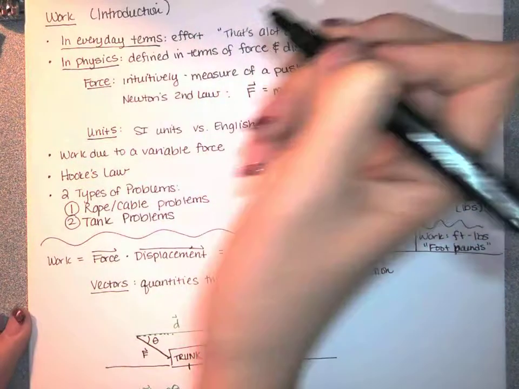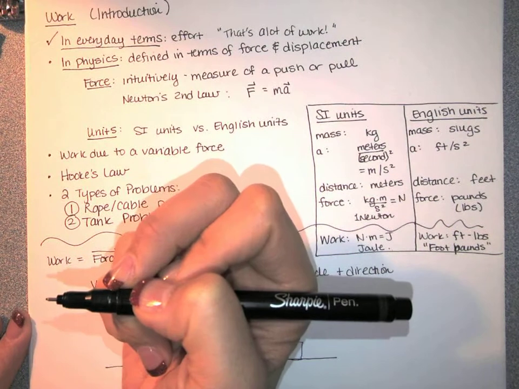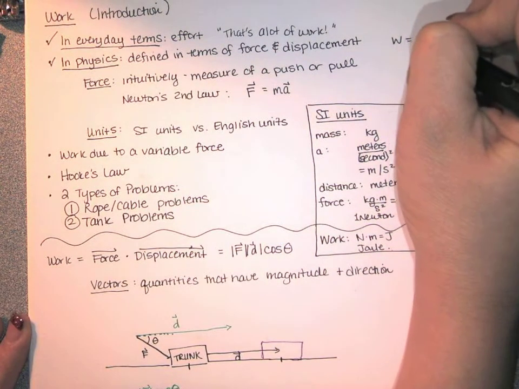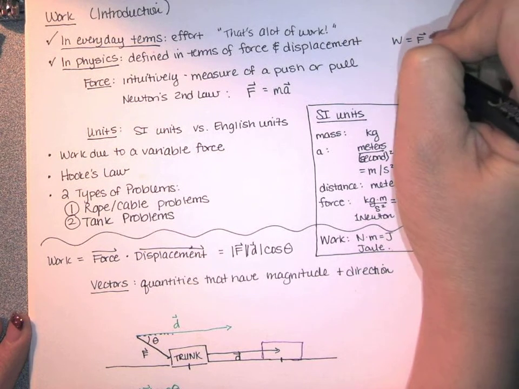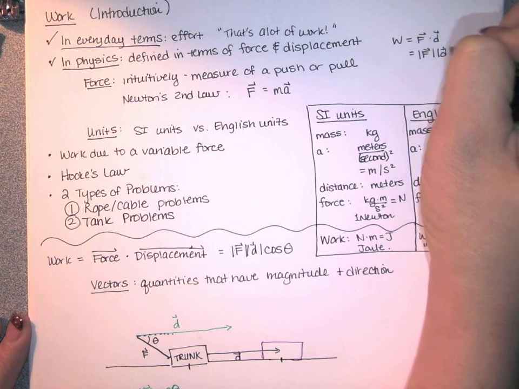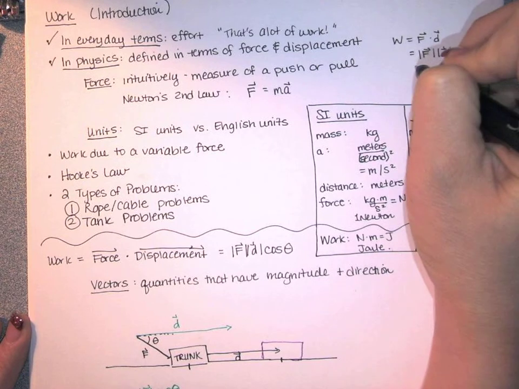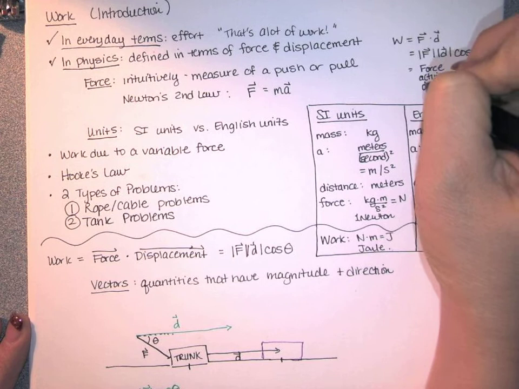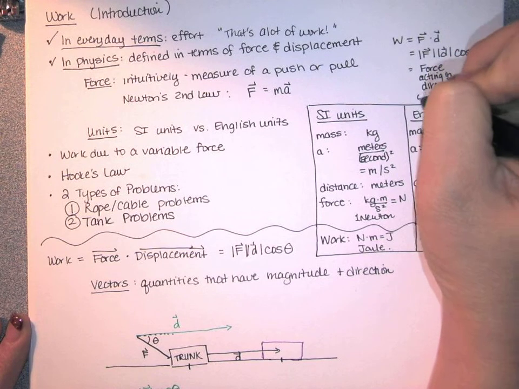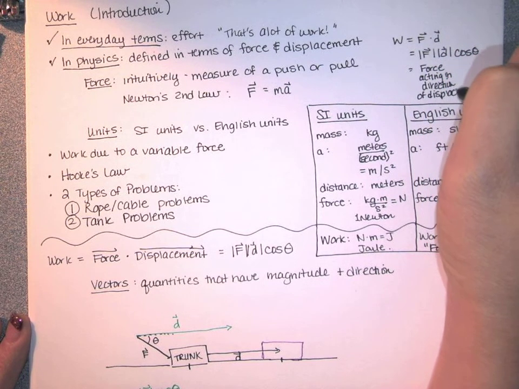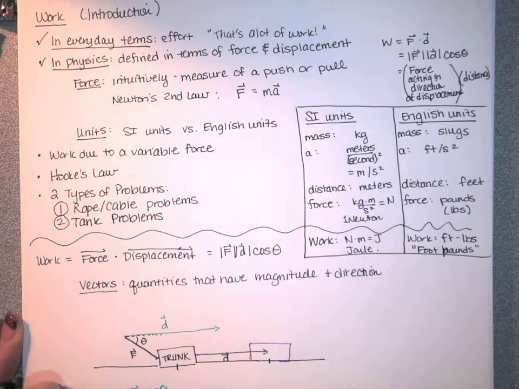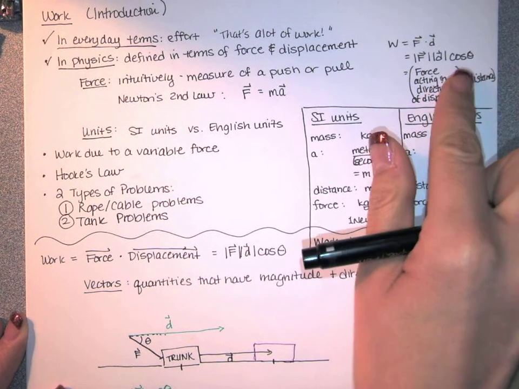So we've talked about what work is in everyday terms. It's just effort, or thinking about using a lot of energy. But in physics, work is force dotted with displacement, or the magnitude of the force times the magnitude of the displacement times the cosine of the angle between them. Or you can think of force acting in the direction of displacement, and that is the force times cosine of theta multiplied by the distance it moves through. Sorry, it's all very small. So that is what work means in physics class.